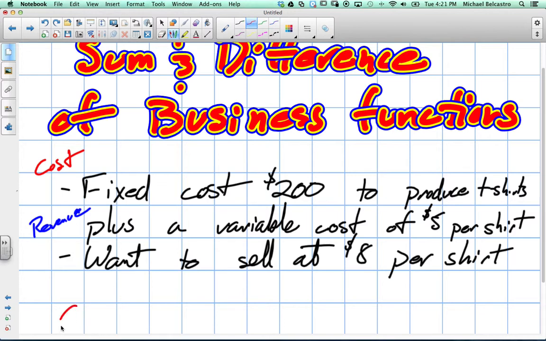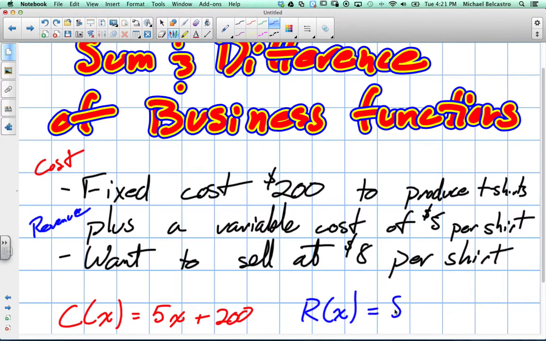The first one is the cost at X, where X is the number of t-shirts we sell. So C at X is equal to $5 per shirt, plus another $200. That's the cost of creating these shirts. The revenue we take in, R at X, is equal to just strictly $8 per shirt. We don't get any value unless we sell something.